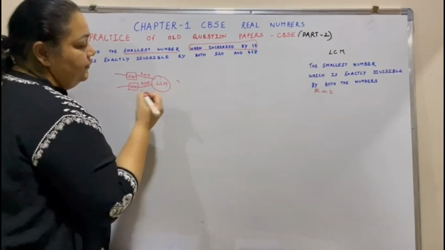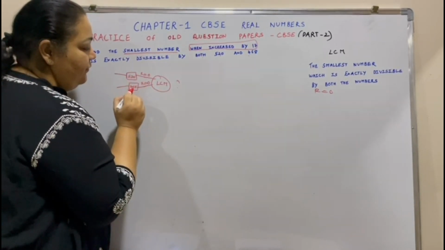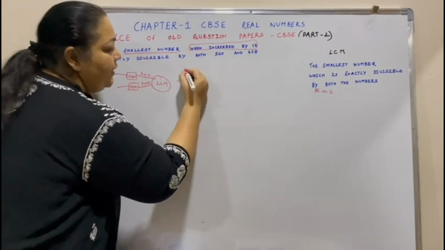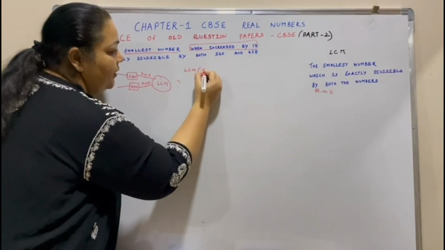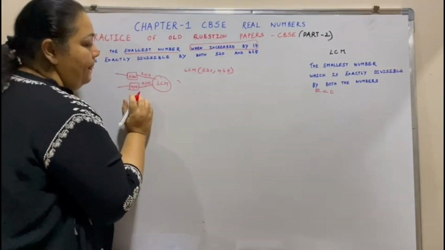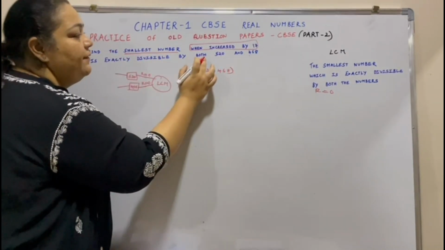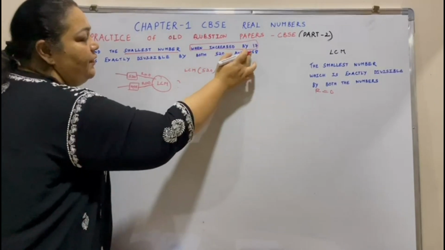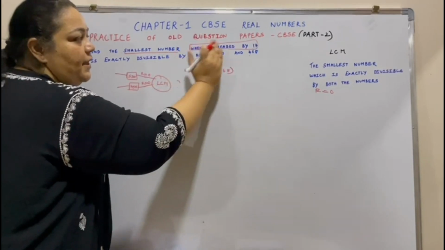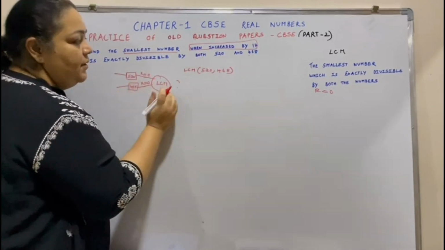The smallest number we can find when the remainder is equal to 0, for 520 and 468. So first we will find the LCM of 520 and 468. Because already in the question they have given the smallest number that is exactly divisible by both 520 and 468, we know we have to find the LCM. So we will forget that increase by 17, leave that part. First let us find out the LCM.